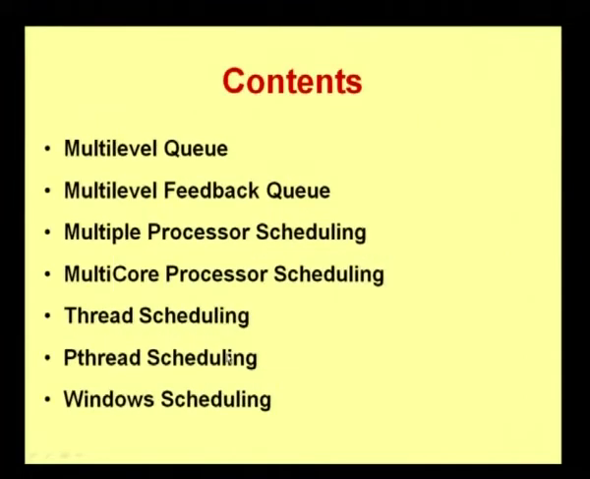As far as today's contents of this program are concerned, we will be seeing topics on multi-level queue, multi-level feedback queue, multiple processor scheduling, multi-core processor scheduling, and the difference between multiple processor scheduling and multi-core processor scheduling, thread scheduling, and p-thread scheduling, which is otherwise called POSIX thread scheduling, wherein in our previous session we have already seen the topic on POSIX threads.